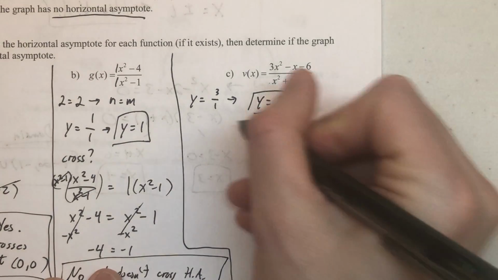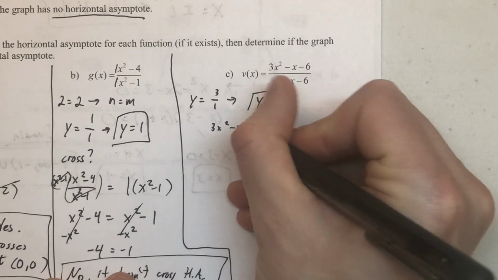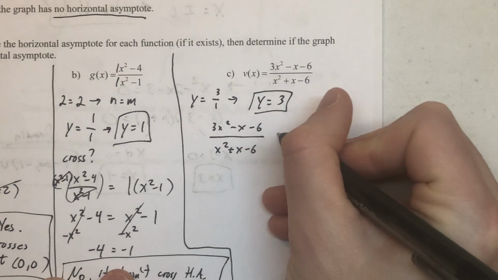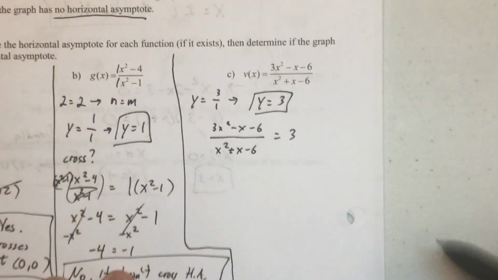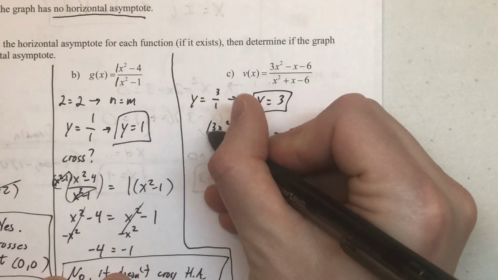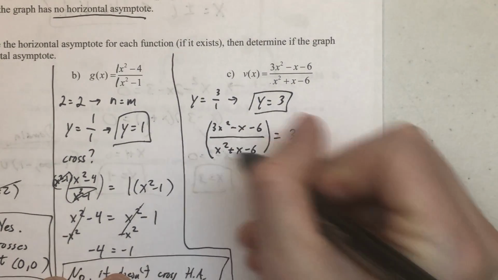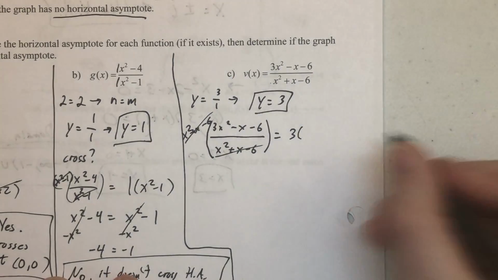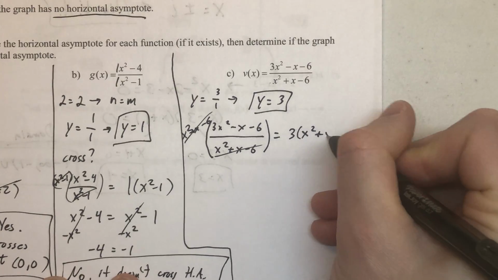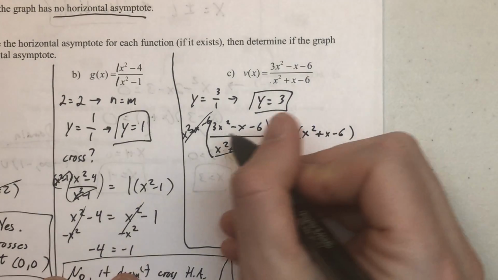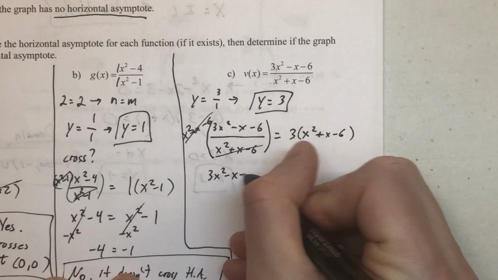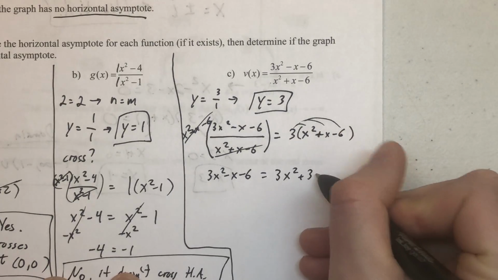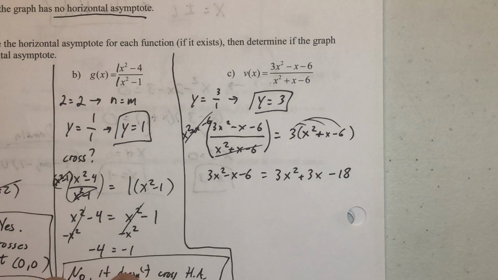Now the question of does it cross? So 3x squared minus x minus 6 over x squared plus x minus 6. The question is whether that equals 3. So still, we will take both sides and multiply by that entire denominator, x squared plus x minus 6. I'll squeeze it in there and watch that cancel. Over here, x squared plus x minus 6. Now here, we've got that numerator on top. Here, we're going to distribute that 3: 3x squared plus 3x minus 18.